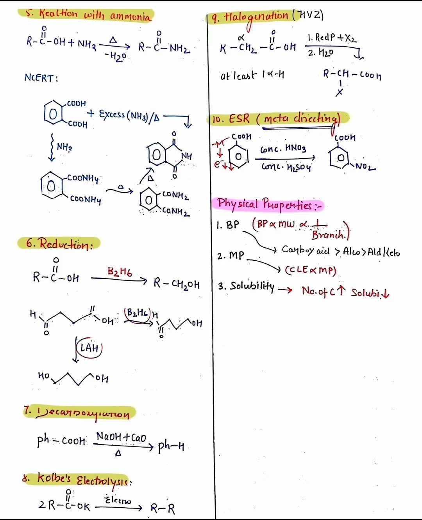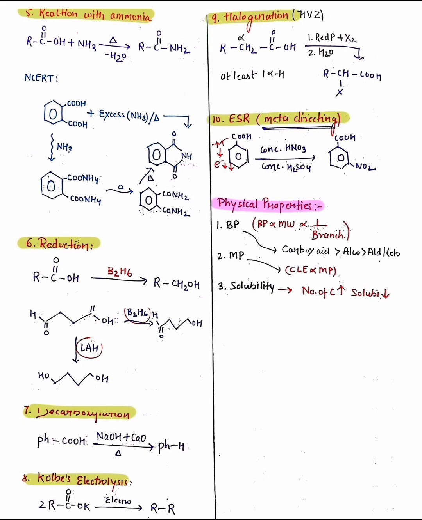But when a bifunctional compound undergoes reduction in presence of lithium aluminum hydride, it reduces both the functional groups, like aldehyde as well as carboxylic acid, into corresponding primary alcohols. Next chemical property is decarboxylation.